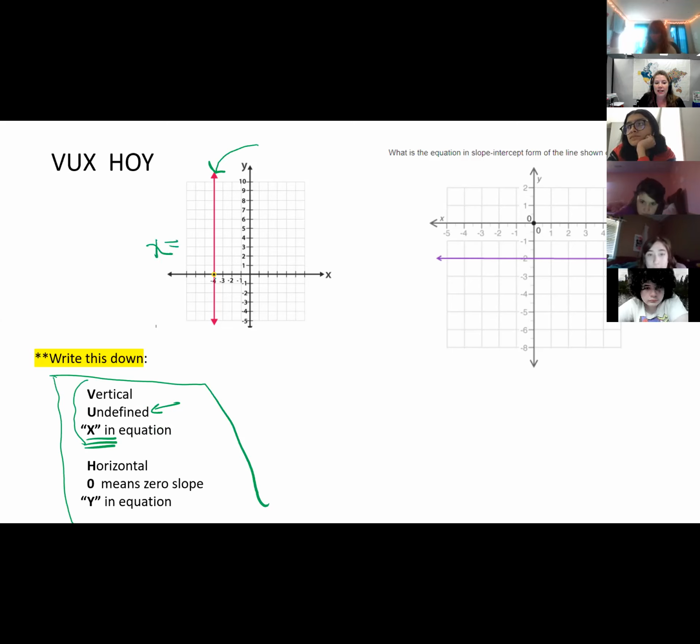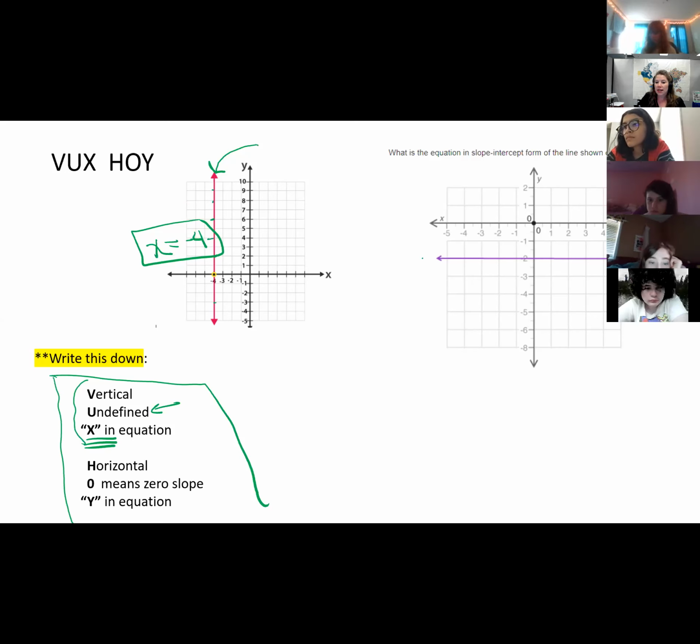And then you find that X value. Do you see what the X value is? Every one of these points, the X value is -4, -4, -4. The equation of this whole line is X equals -4. That's it. That's the whole equation of the line.